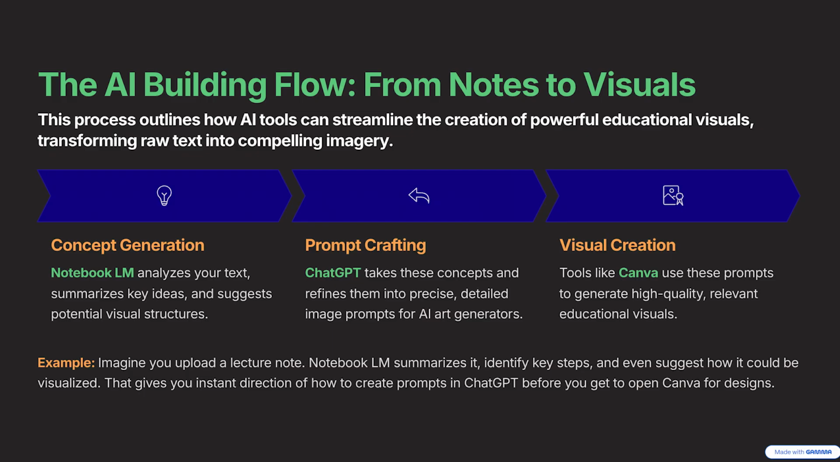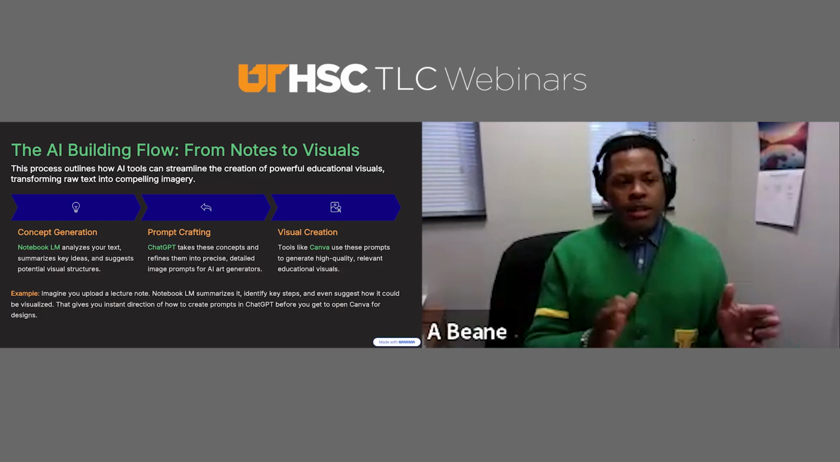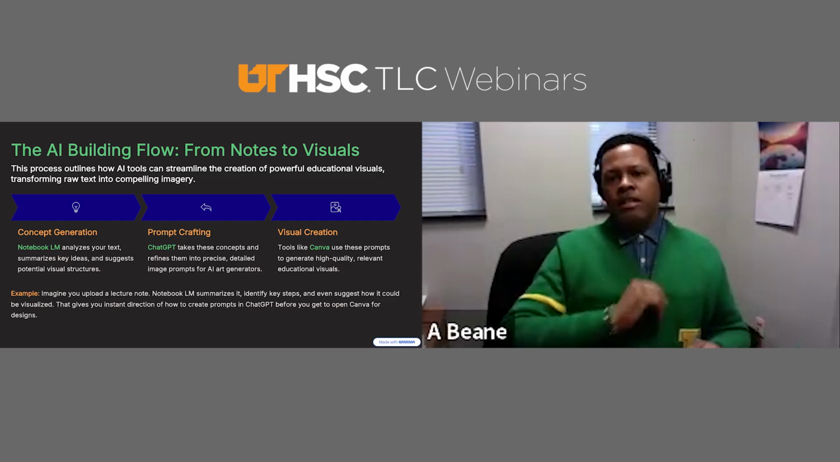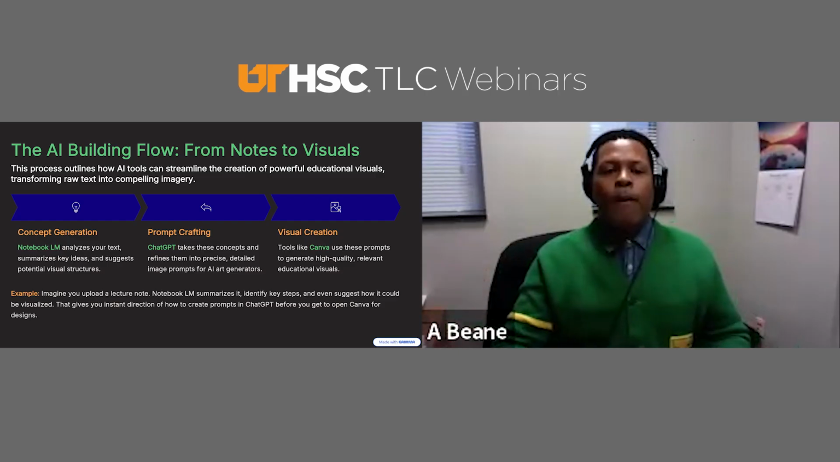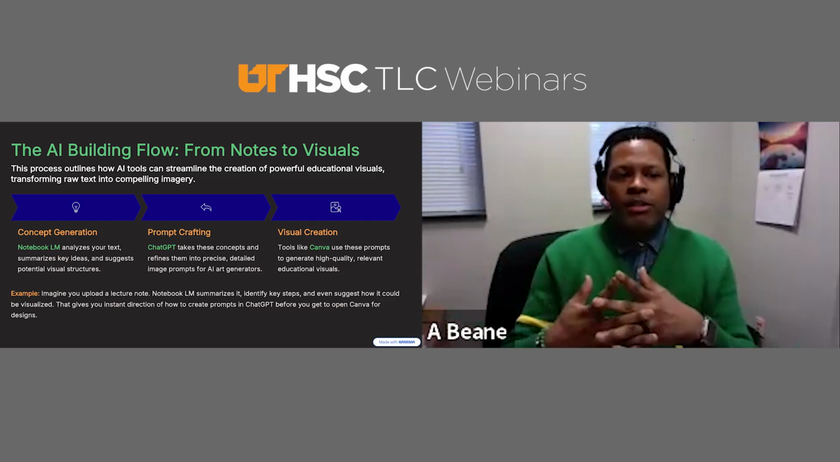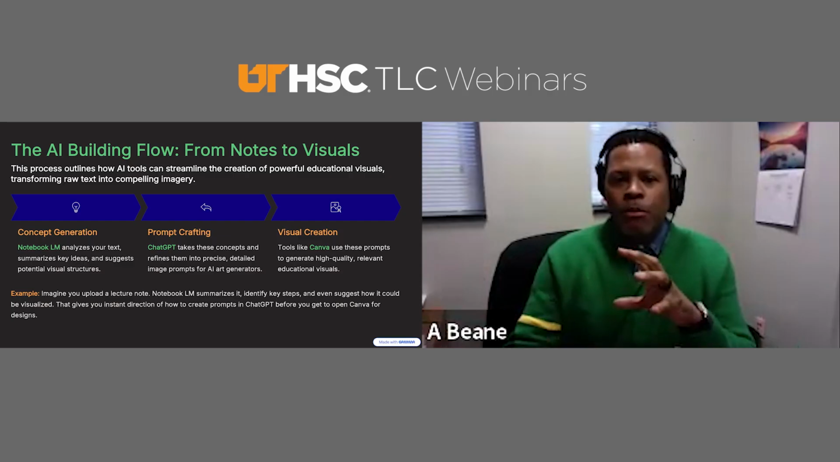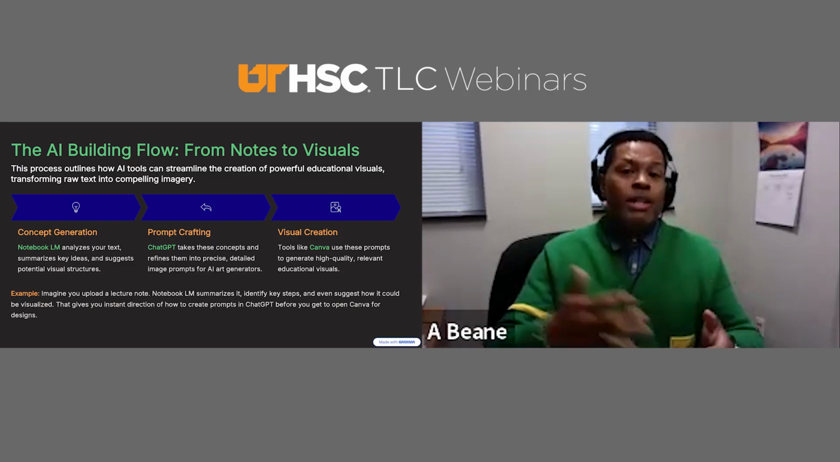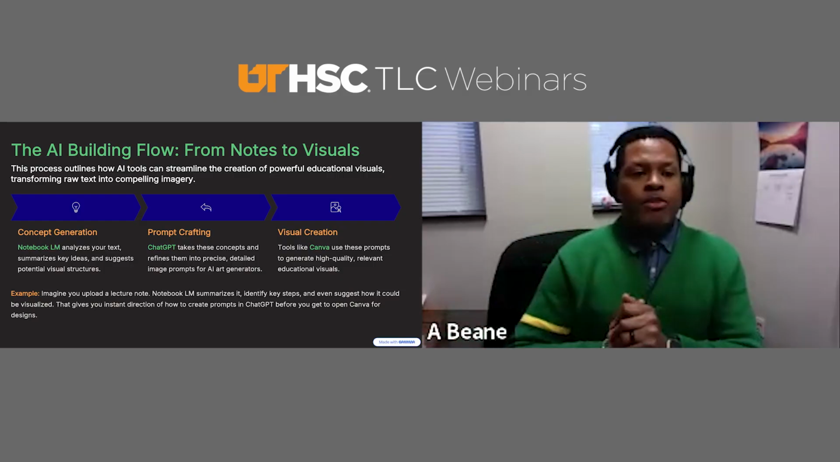And that's where Notebook LM comes in, which we will be utilizing. It analyzes your text, summarizes your key ideas, and suggests potential visual structures. I know some people will probably hear this and say, well, why can't I just go to ChatGPT and just type what I want? Well, sometimes Notebook LM will give you more of an analytical point of view, a way of seeing it. It gives you more text to use.